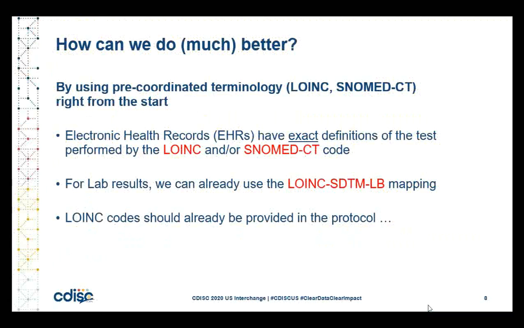We can do much better by using precoordinated terminology right from the start. Usually this means LOINC and SNOMED CT. For example, electronic health records do not use post-coordinated CDISC controlled terminology. They use LOINC and SNOMED CT. For lab records, we do already have the LOINC SDTM LB mapping, and we can use that for automating a lot of the mapping. Essentially, LOINC codes for tests should already appear in the protocol. Also, TAUGs should make suggestions for LOINC codes for usual tests.